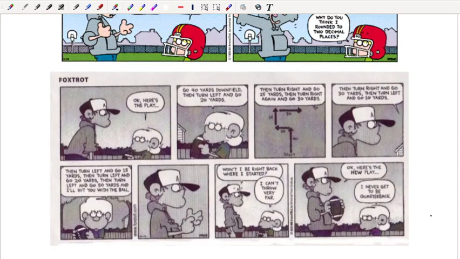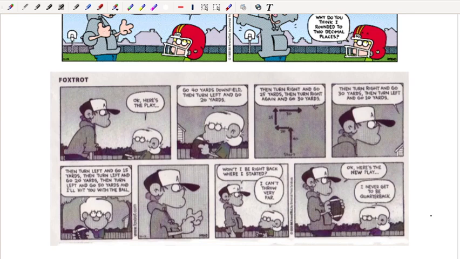And one more. Okay, here's the play. Go 40 yards downfield, then turn left and go 20 yards. Then turn right and go 25 yards. Then turn right again and go 30 yards. There you see the vector diagram. That's what's going on. Then turn right and go 30 yards. Then turn left and go 10 yards. Then turn left and go 15 yards. Then turn left and go 20 yards. Who can ever remember a play that long? Then turn left and go 50 yards, and I'll hit you with the ball.